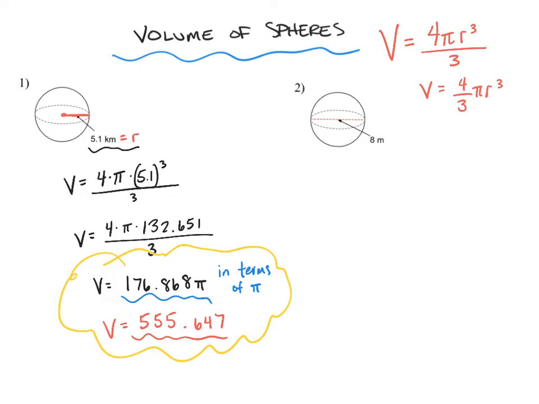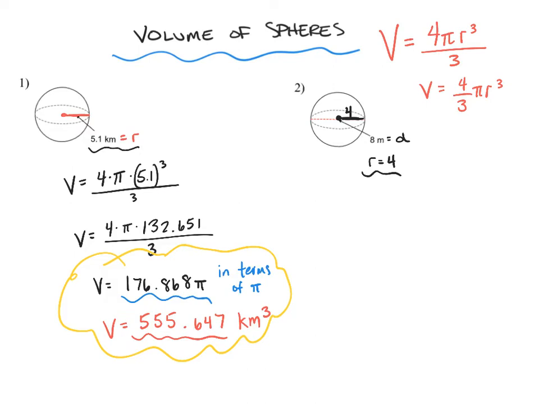So question number 2. In question number 2, they don't give me the radius, they give me the diameter. So to find the radius, I'll just cut it in half. Half of 8 is 4, so my radius is 4. Oh, I forgot to talk about units in the last problem. Since we're talking about volume, it's going to be units cubed. So this will be kilometers cubed.